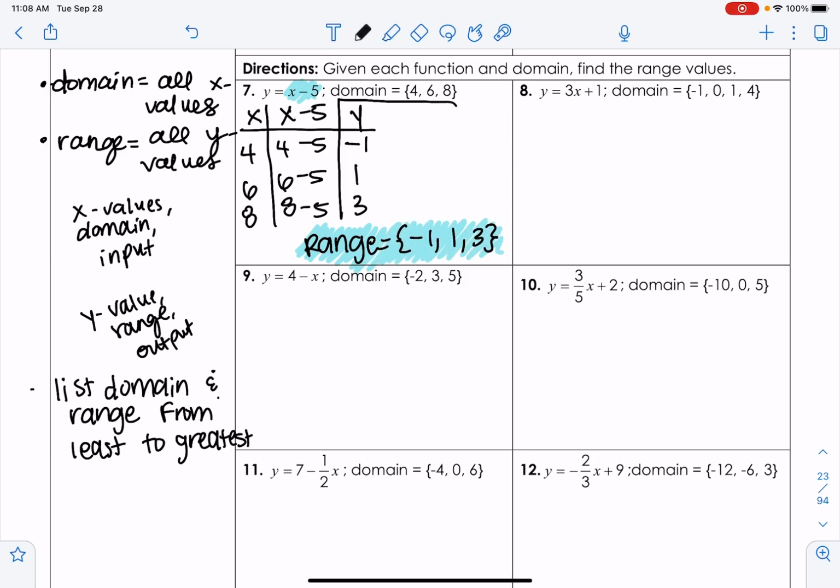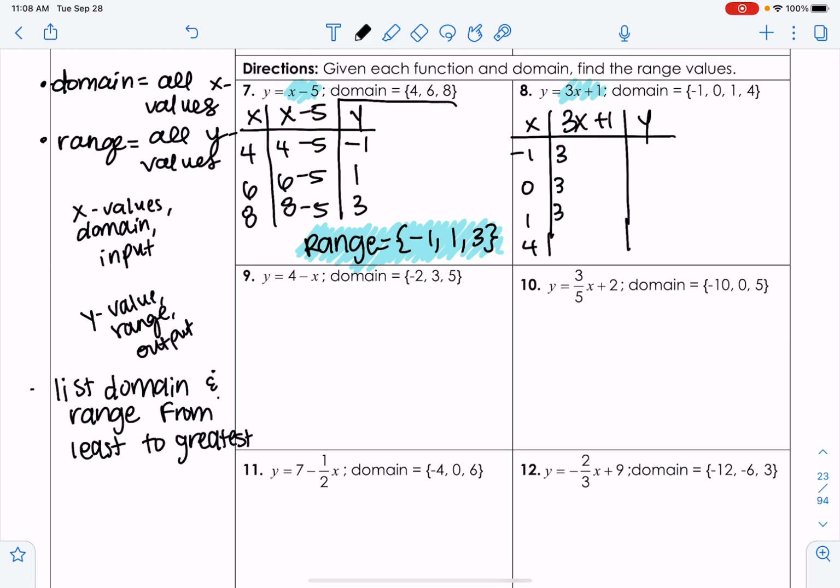Moving on to number 8. Again, I'll set up my function table. X, our function this time is 3x plus 1, and your y. Our domain is -1, 0, 1, and 4. Then we just plug in: we've got our 3's, our x's, and the +1.